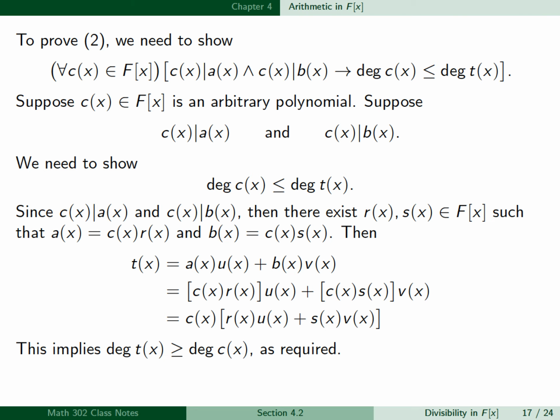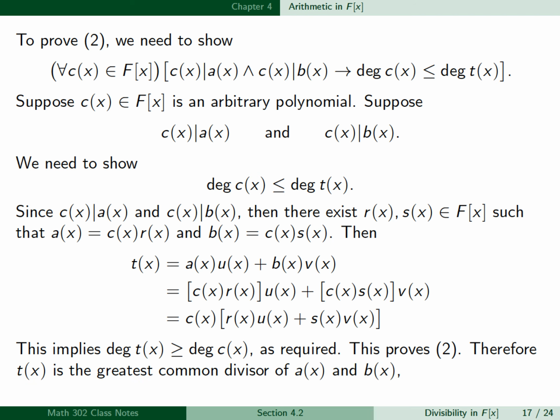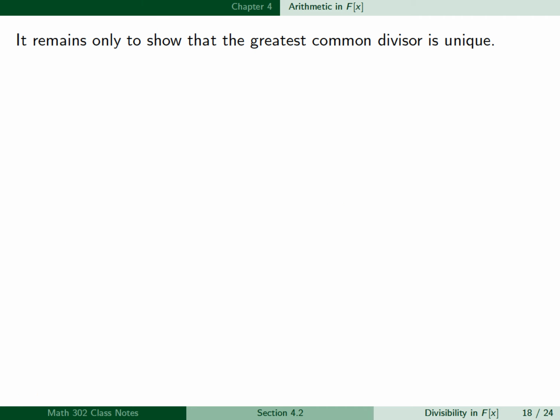And this implies the degree of t(x) is greater than or equal to the degree of c(x), as required. So this proves 2, and therefore t(x) is the greatest common divisor of a(x) and b(x), and hence t(x) is equal to d(x). It remains only to show now that the greatest common divisor is unique.